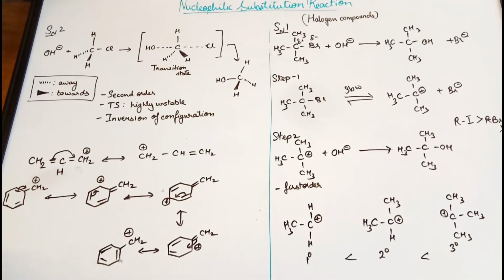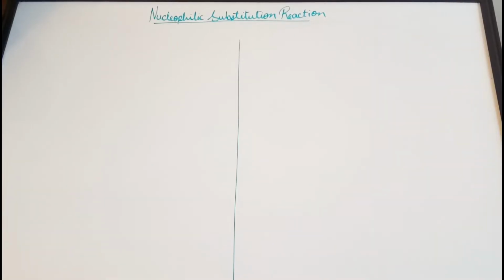So with that, we're done with the basic SN1 and SN2. Next, we will start studying something called optical activity, configuration. I'll just talk about that. Let us discuss the stereochemical aspect of nucleophilic substitution reactions.